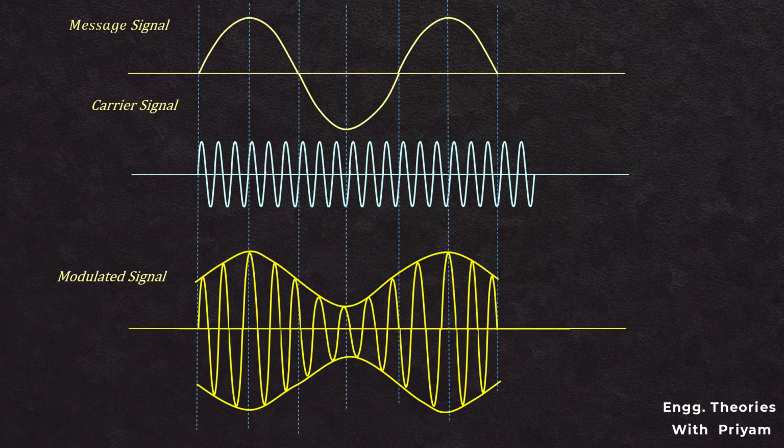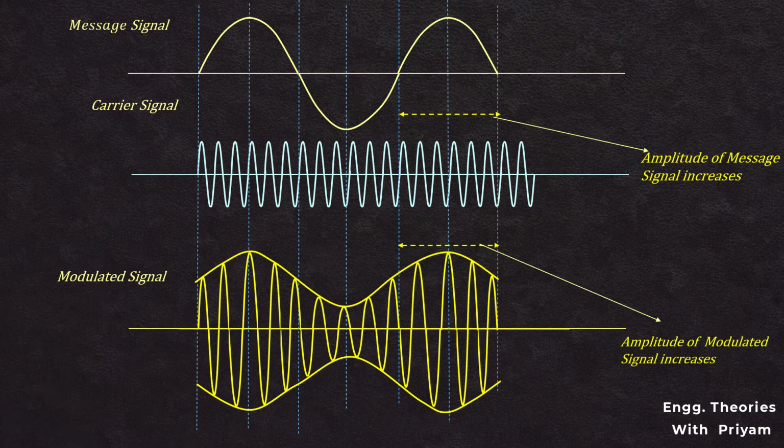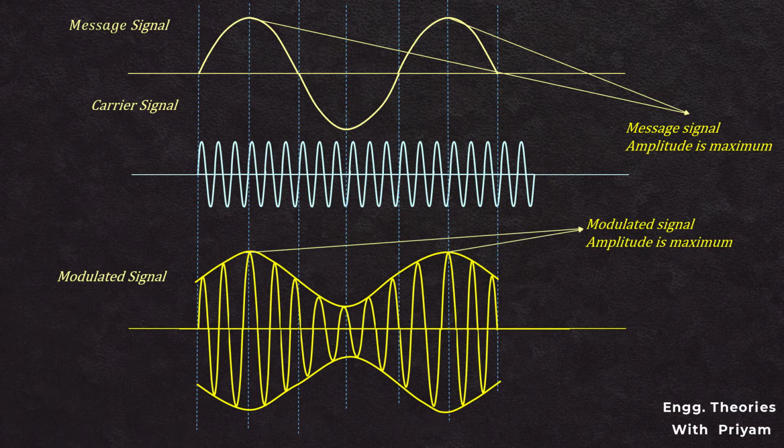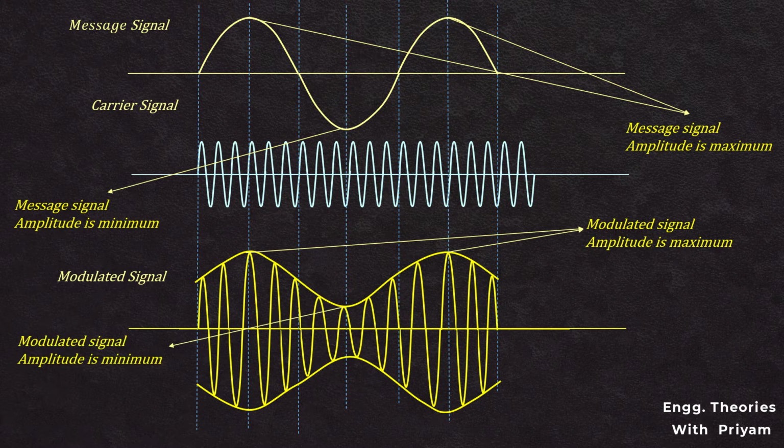As we can see, the amplitude of the modulated signal increases with the increase in the amplitude of the message signal, and the amplitude of the modulated signal decreases with the decrease in the amplitude of the message signal. And when the amplitude of the message signal is maximum, then the amplitude of the modulated signal is also maximum, and when the amplitude of the message signal is minimum, then the amplitude of the modulated signal is minimum. How to obtain the expression of the modulated signal and the different properties of the modulated signal like maximum and minimum amplitude will be discussed in details in the lecture of amplitude modulation. Here we just saw a brief introduction to the amplitude modulation.